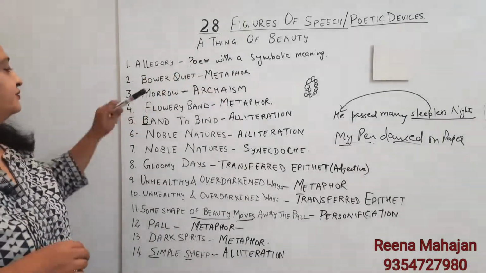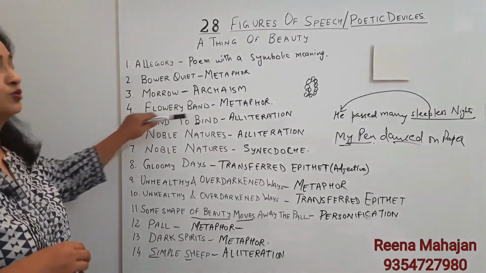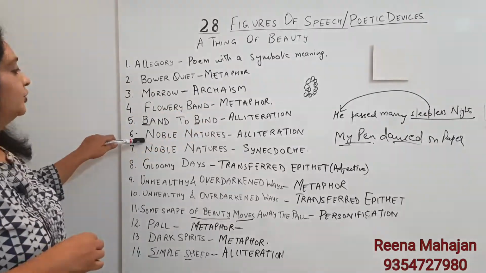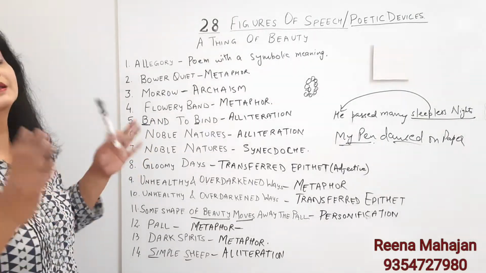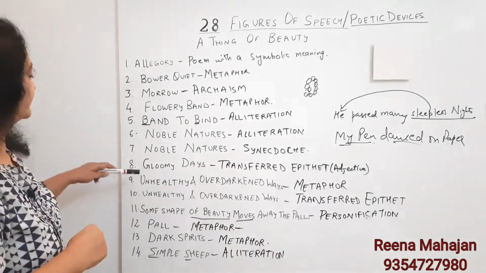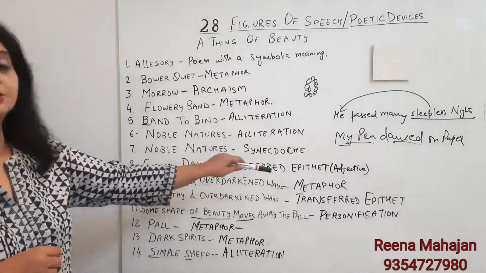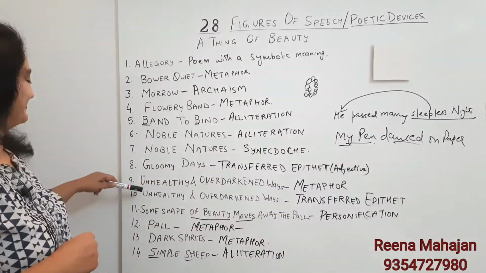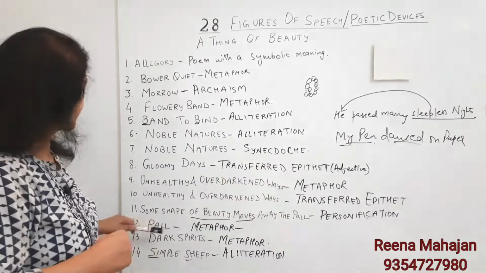War quiet, metaphor. Morrow, archaism. Flowery band, metaphor. Band to band, alliteration. Noble natures, alliteration. Noble natures is again synecdoche also. That is talking about some part of body or a part but denoting the whole of it, right? Gloomy days is transferred epithet. Unhealthy and over darkened ways is metaphor.